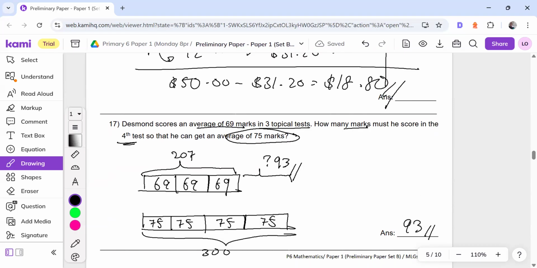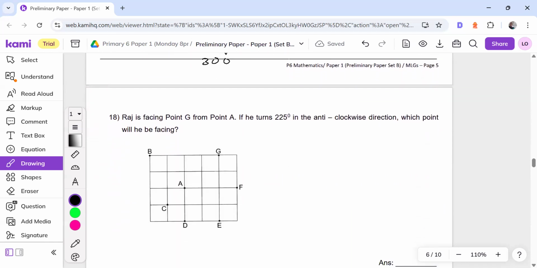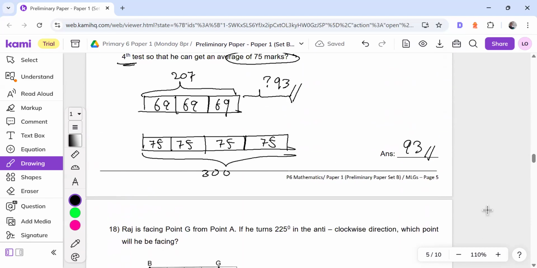Aubrey, correct? Okay, so all these are 1 mark, quite easy. Okay, next one, question 18, angles. If anyone needs to copy down, let me know.